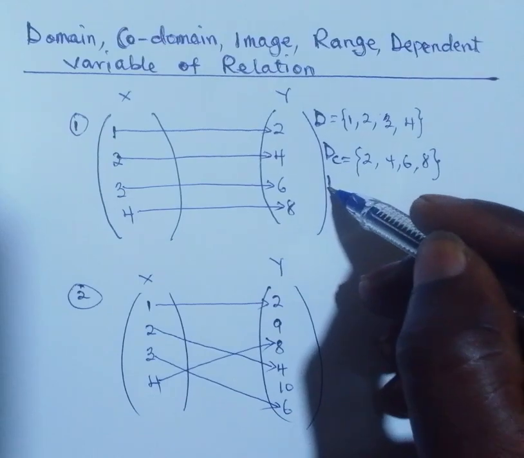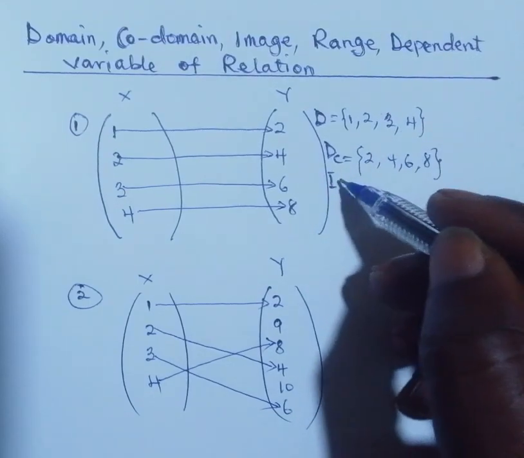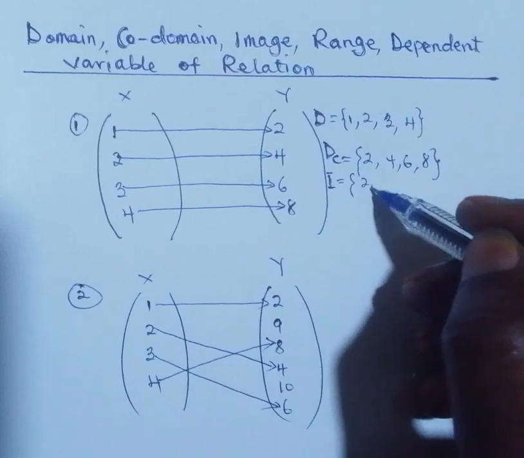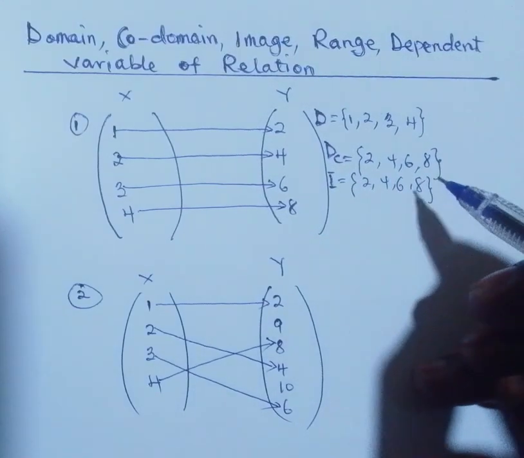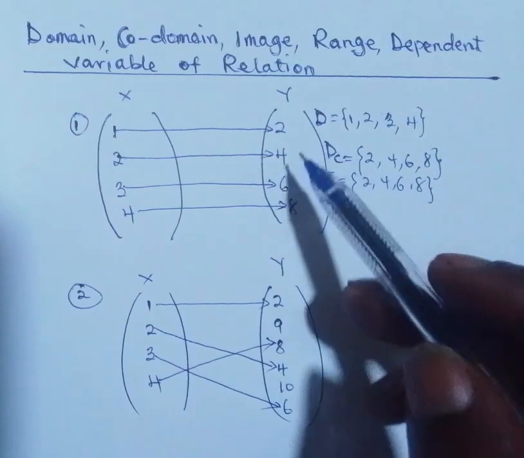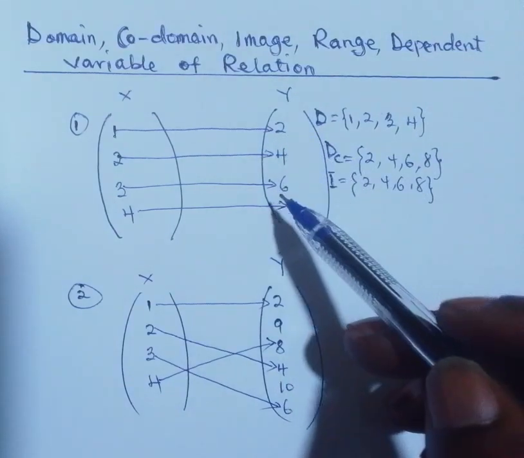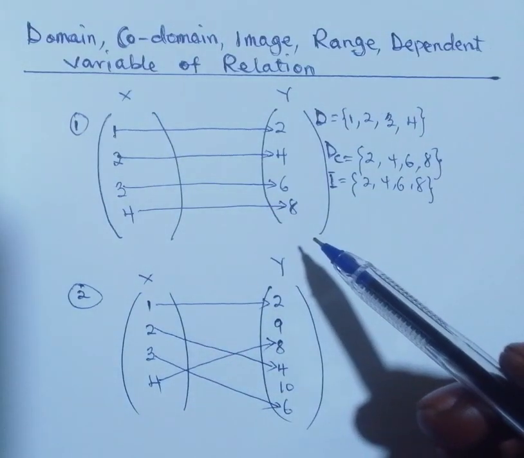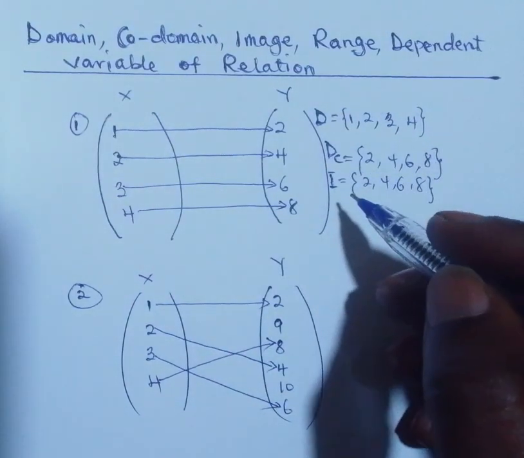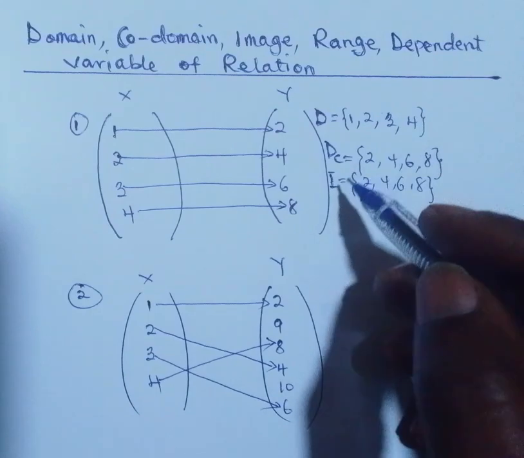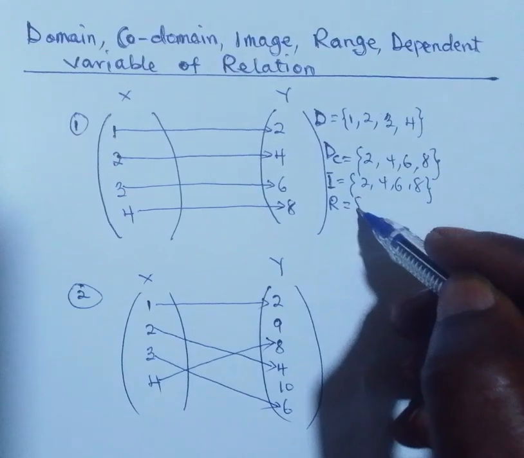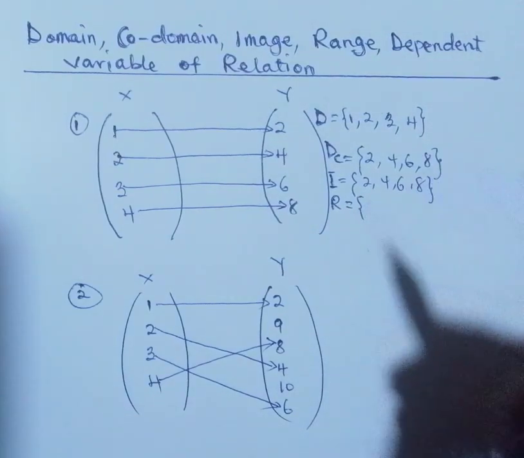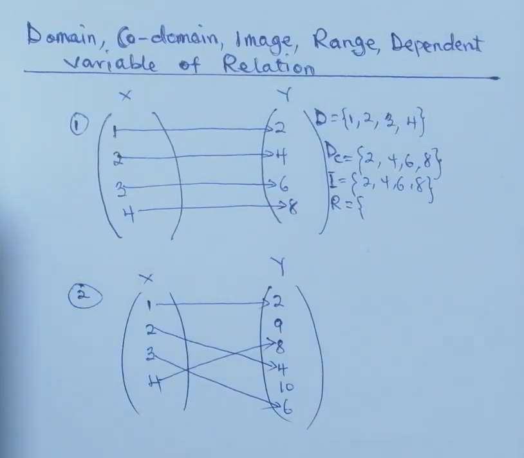Good. So if I say write the image, I'm using I to represent my image. Here you are going to write 2, 4, 6, and 8, because all of them have corresponding elements. Okay, great. Now if I say range, I'm using R to represent range. In some books you may see that the range is the same as the image.